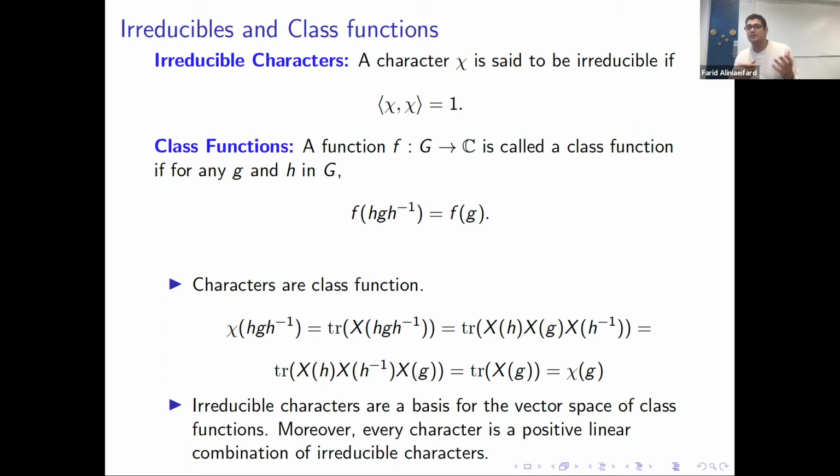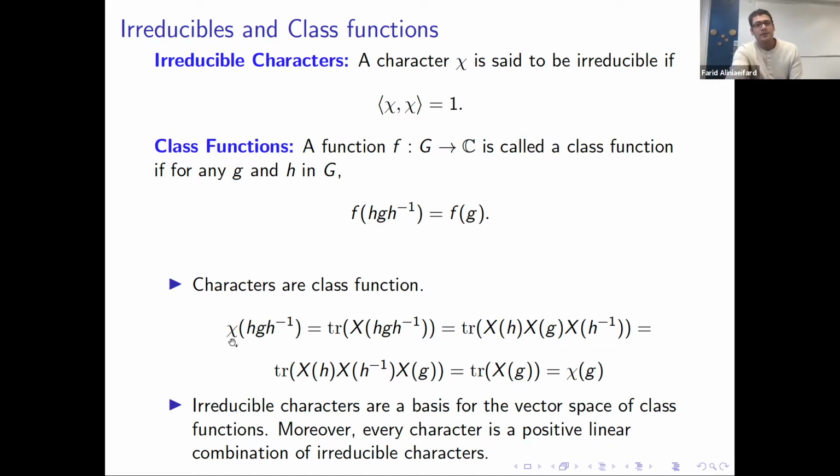Why are these important? Let's go to class functions and see. A function that is constant over all conjugacy classes is called a class function. So if I pick f, I call f a class function if, for any two elements g and h in G, f of h inverse g h must be equal to f of g. And one important thing here is that characters are class functions.